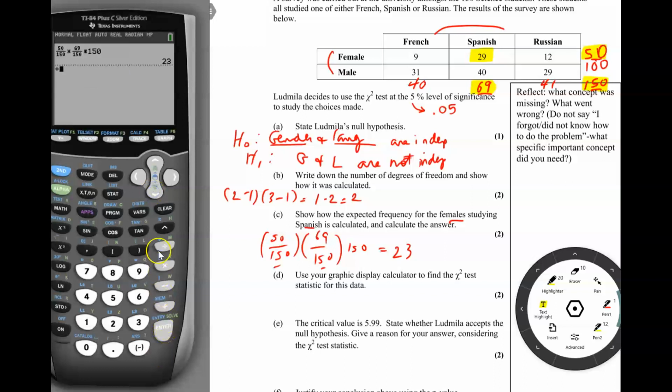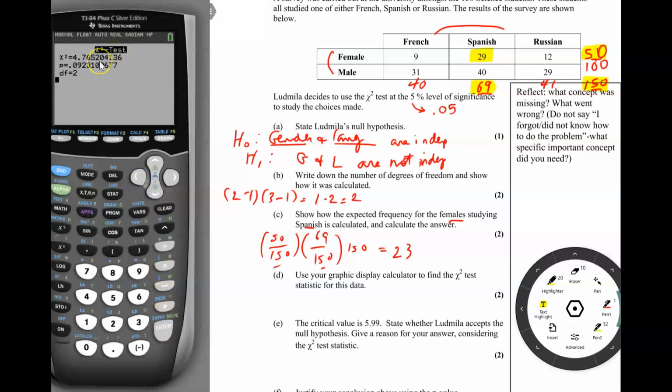Oops. Darn it, I hit the wrong thing. Stat, darn it, this emulator calculator is such a pain. Oops. Now I'm really screwing up. Stat test. And then we're going to go to option C because that's traditional chi-squared. Enter. And then A, B, and we go down to calculate. Now I'm going to be very careful to hit enter and not the plus sign.